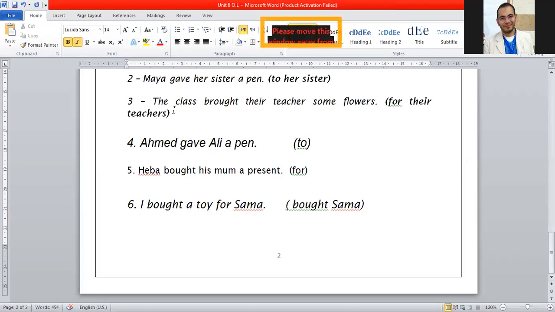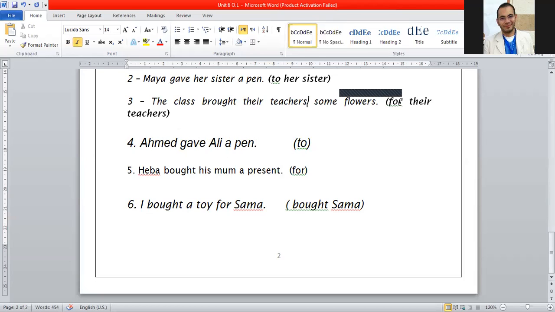Number 3. The class brought their teacher some flowers. Can you use here for their teachers? The class brought some flowers for their teachers. For, because the verb brought, the past of bring, takes the preposition for.